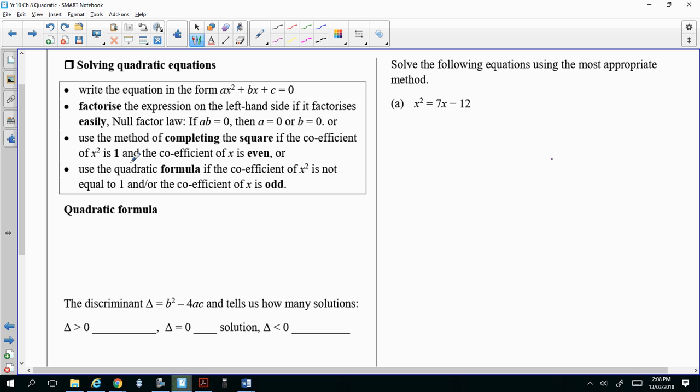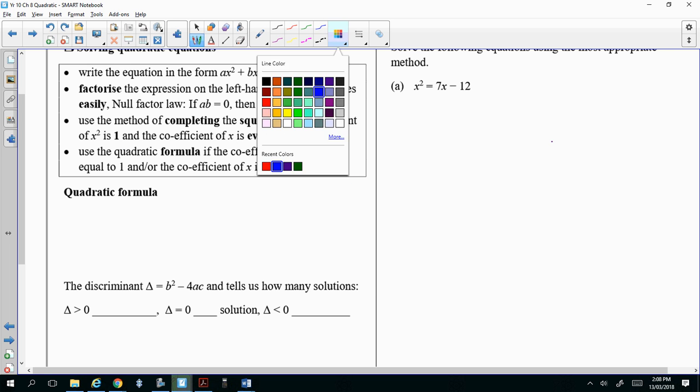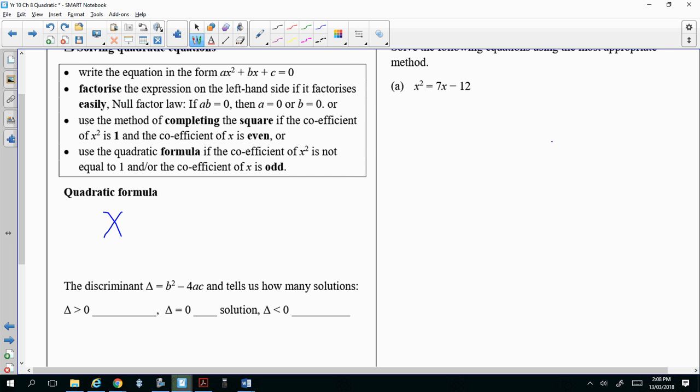Okay, let's first write down the quadratic formula that we learned a while ago. x equals minus b plus or minus the square root of b squared minus 4ac, all over 2a. You must memorize this formula. Okay?